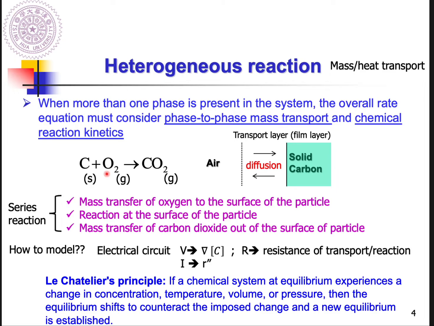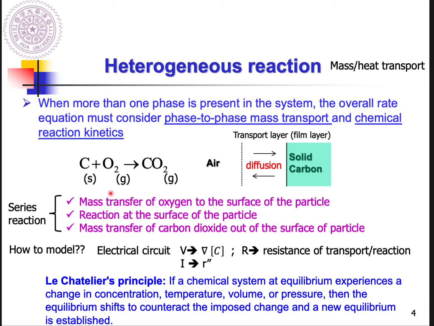Going to give you a quick review of the previous class. For heterogeneous reactions, there are two or more phases of reactants or products involved in this heterogeneous chemical reaction. So in order to obtain the overall rate equation, we must consider the phase-to-phase mass transport part and also the chemical reaction kinetics.